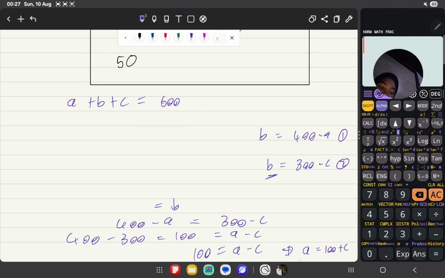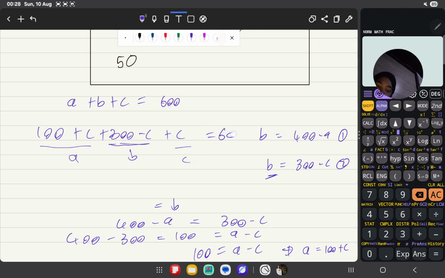Right, so now I'm going to substitute my A. A is 100 plus C, that is A, and then for B, I'm using this one. So B is plus 300 minus C, and I have plus C, right? This is B, and then this is B, this is B, this is A, and this is C, right?